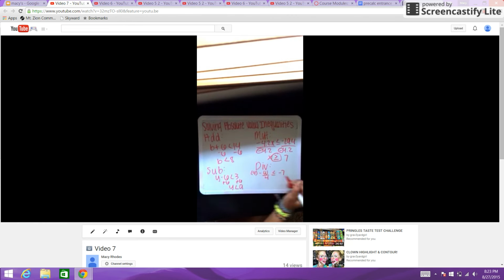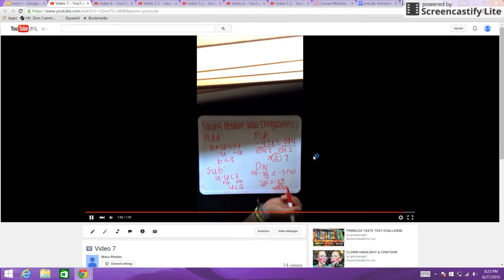And then for division, the example was negative w divided by 4 is less than or equal to negative 7. So I multiplied each side by a positive 4 from the bottom, and it's going to be negative w is less than or equal to negative 28. Dividing by a negative sign on each makes the sign switch, so w is greater than or equal to negative 28, or positive 28, because the negative goes away.